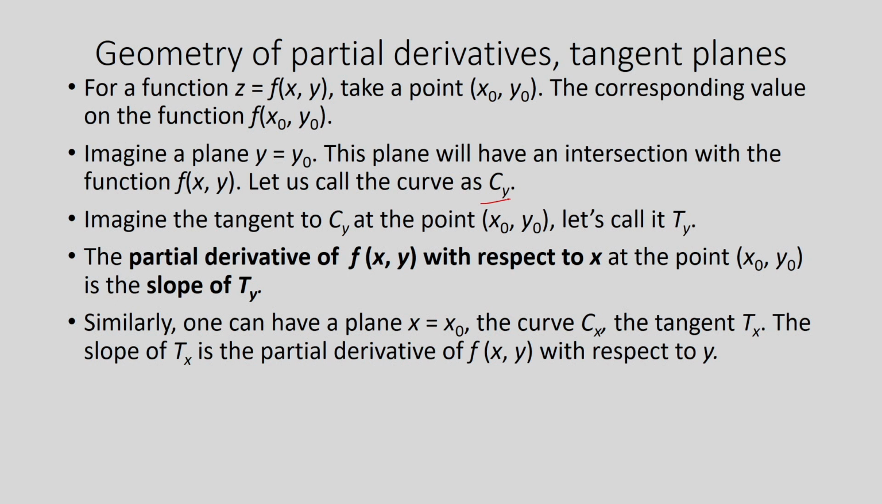Right. y is equal to y 0, this plane will have an intersection with the function f of x, y. Let us call the curve as c y. Imagine the tangent to c y at the point x 0, y 0. This should be f of x 0, y 0. Let us call it as t y.